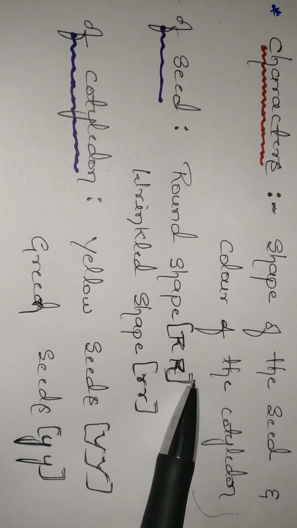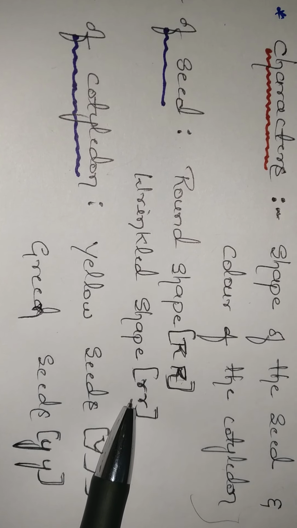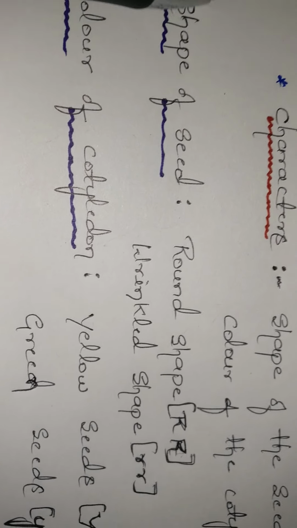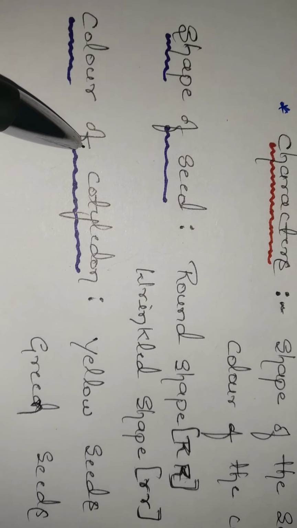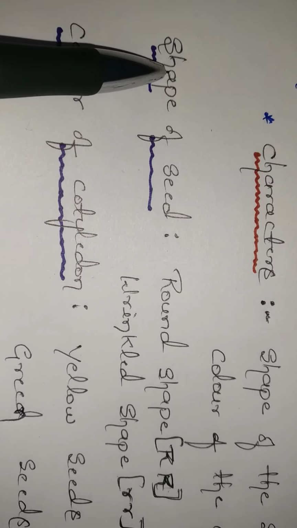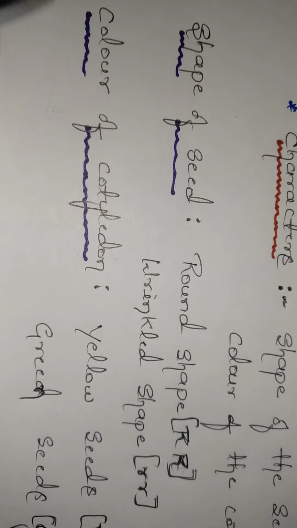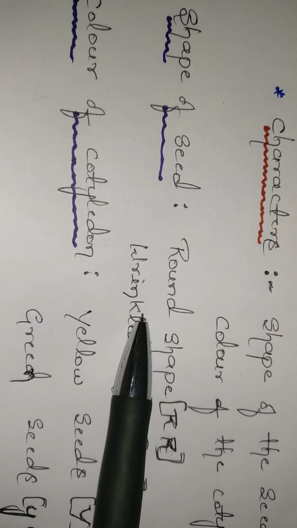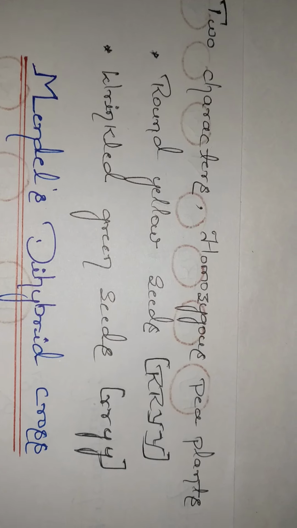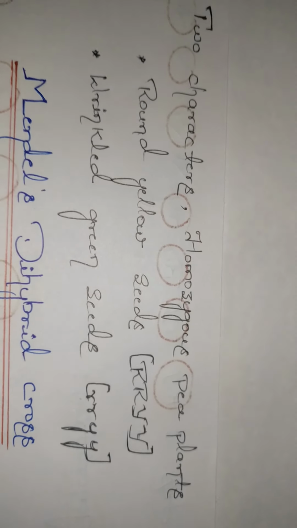The dominant character is written with capital letters and the recessive characters with small letters. Please don't get confused. Mendel has taken two characters with two different parents. That means one is the shape of the seed, the other is the color of the cotyledon. Shape of the seed is round and wrinkled, and color of the cotyledon is yellow and green. So as we know now, for the dihybrid cross, Mendel has selected two characters.